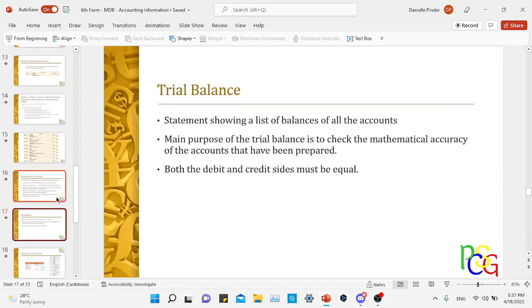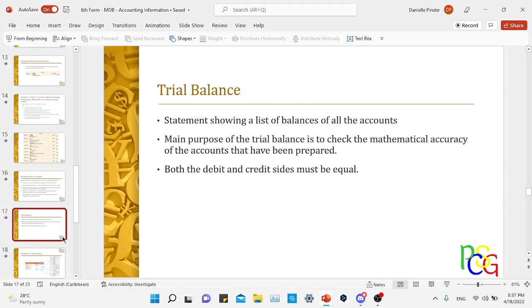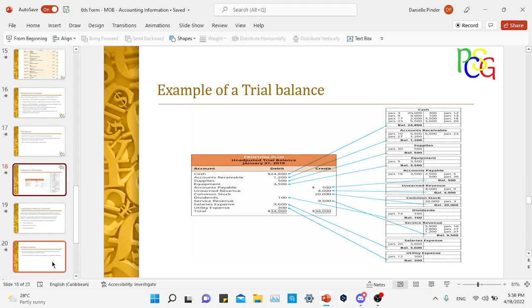So you would usually do the adjusted T accounts, just to make sure that you have all of the correct information and that you have calculated every single thing right, and then you would put it in the format of a trial balance, which just looks like this, right? You would have all the debits on one side and all the credits on the next side.